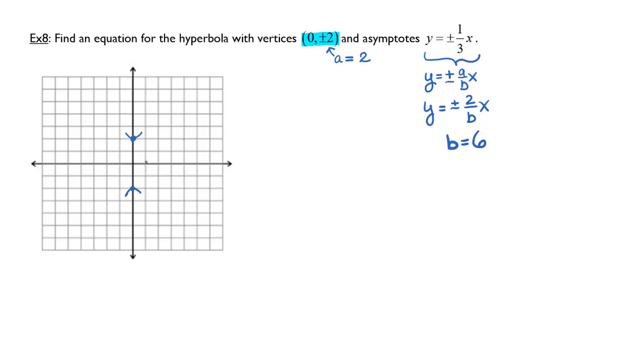So I'm going to count over 6 to get my center box. 6 to the right of 0 and 6 to the left of 0. I have the edges of my center box. I can draw that in, and now I can easily sketch my slant asymptotes.